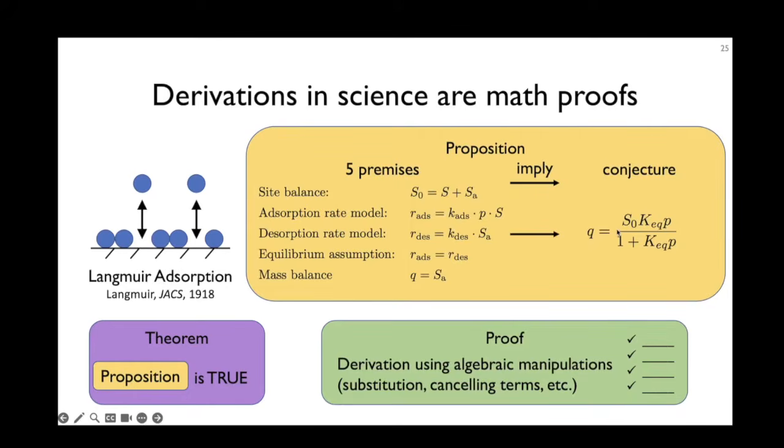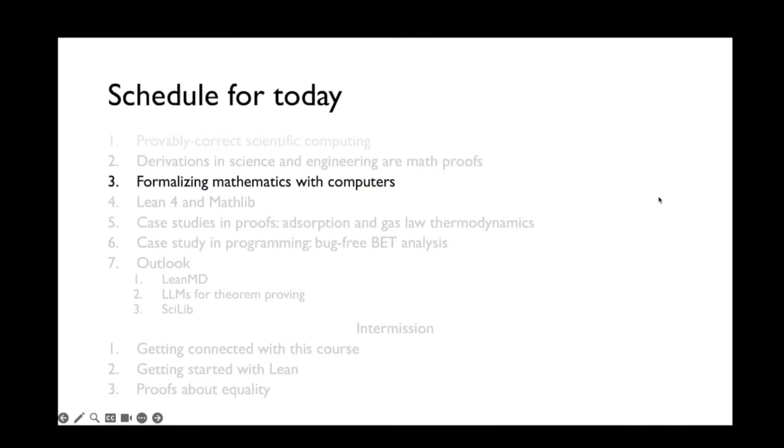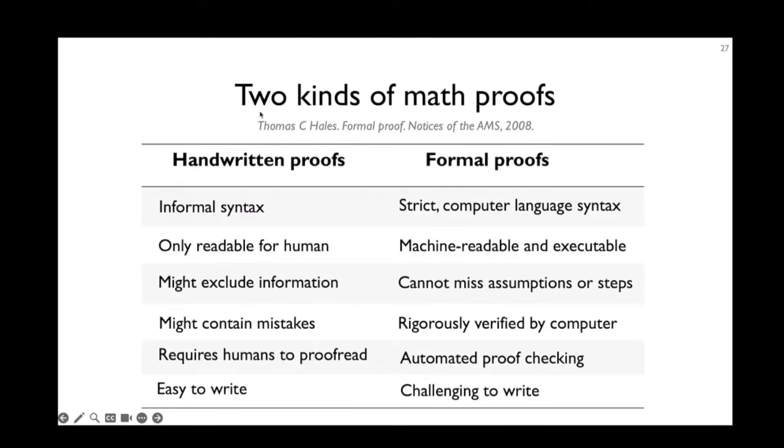If you think of the things you've read and done in your science classes, you work through these derivations all the time. And if we conceive them as math proofs, that enables us to put them into Lean. So the next big thing that we need to get into our perspective is, what does it mean to do formal mathematics with computers?